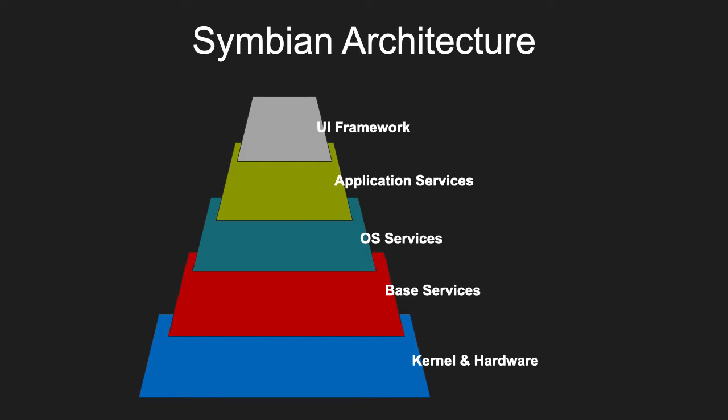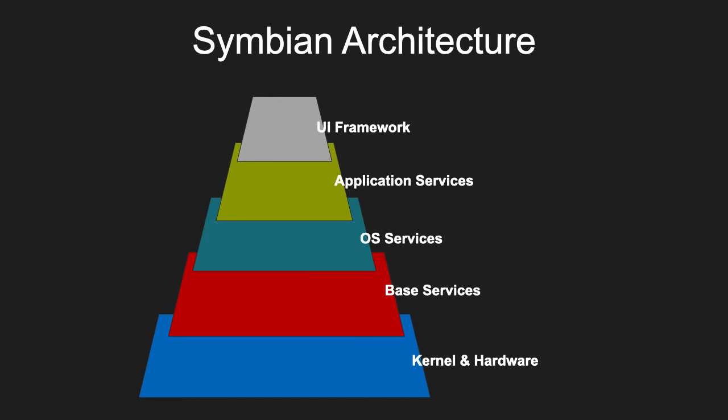And now, for the second part of the technical specification, we are here going to discuss the Symbian architecture, wherein it is subdivided into 5 layers.